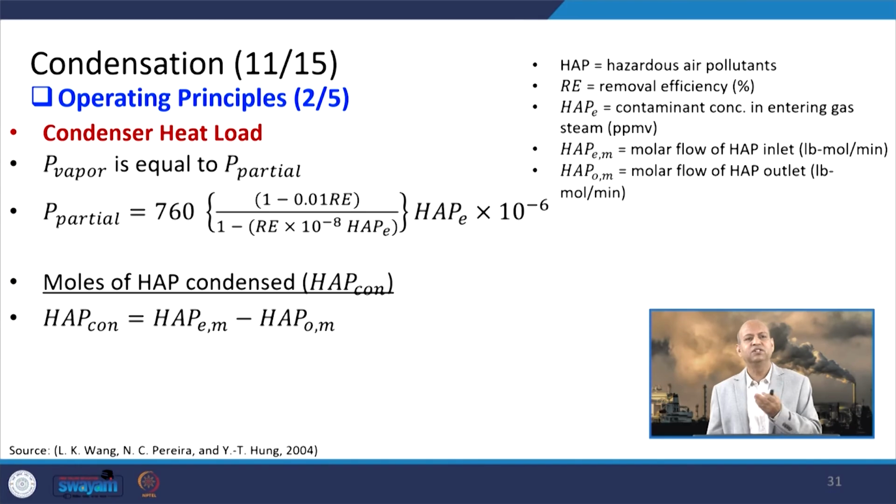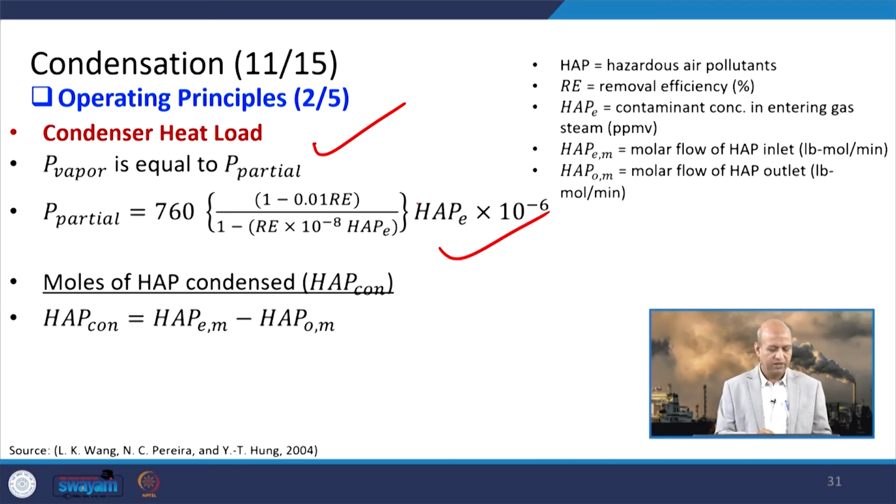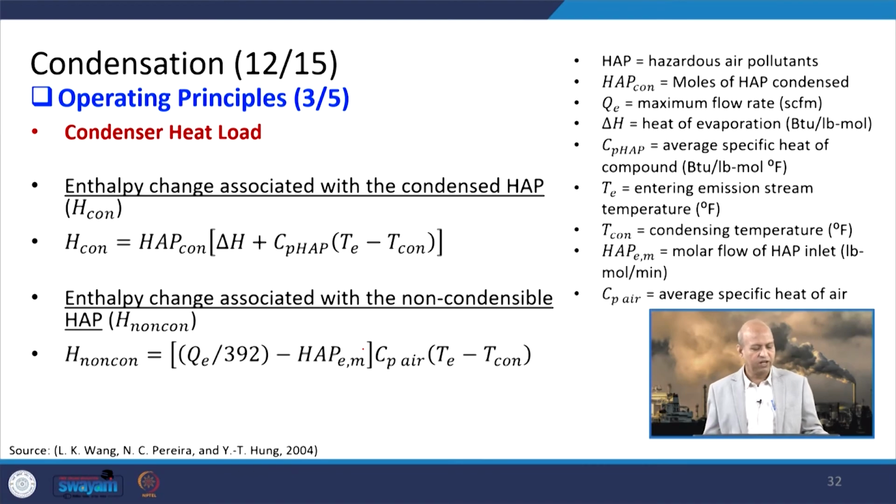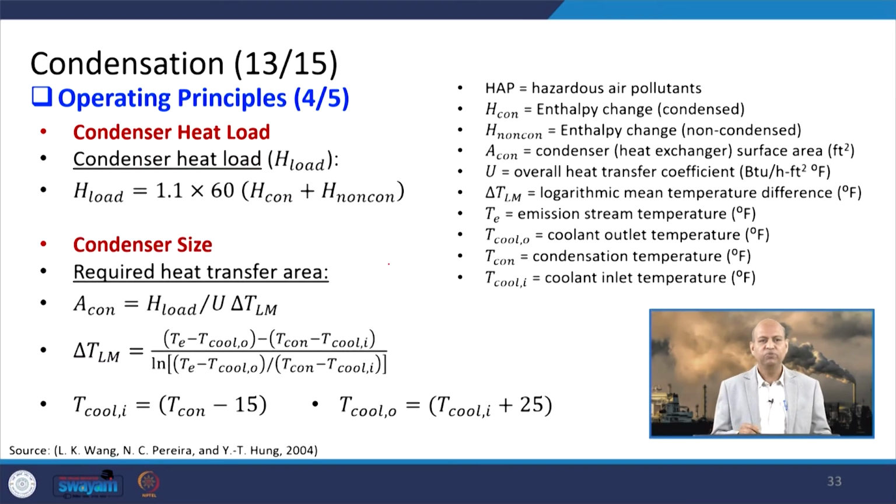Similarly, if you want to calculate the condenser heat load, then V vapor is equal to P partial, the pressure of the vapor, okay, P vapor, and this partial pressure. This is again estimated by using this empirical relationship, and ultimately moles of hazardous air pollutants condensed is calculated by this particular relationship. Well, when we talk about the enthalpy change associated with the condensed hazardous air pollutant system and the enthalpy change associated with the non-condensable HAP, then also there are certain relationships which can be used, where temperatures and other parameters you can know here, like T is the entering emission stream temperature, T con is the condensing temperature. Okay. All these terminologies are used here for calculation purposes.